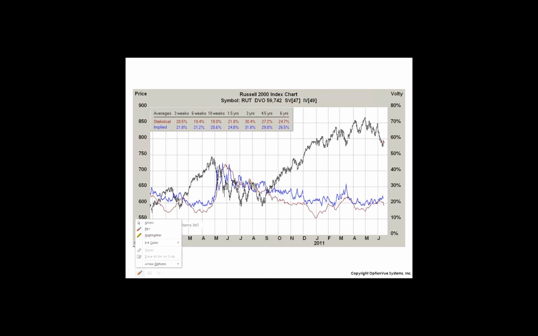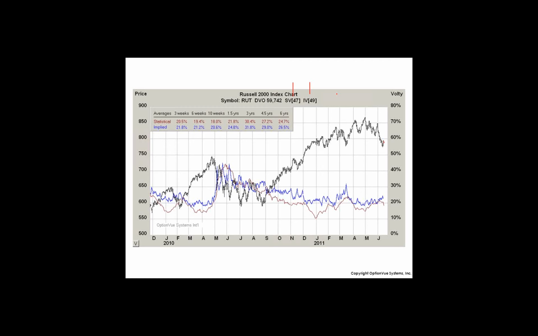In OptionView, we display these numbers up at the top, IV and SV, and there's a number in brackets. What that is saying is that over the life of the chart, going all the way back, and some of these charts go back to the late 90s. It used to be that these were cut off at 6 years, and we increased the distance that they go back. But here's how it goes.